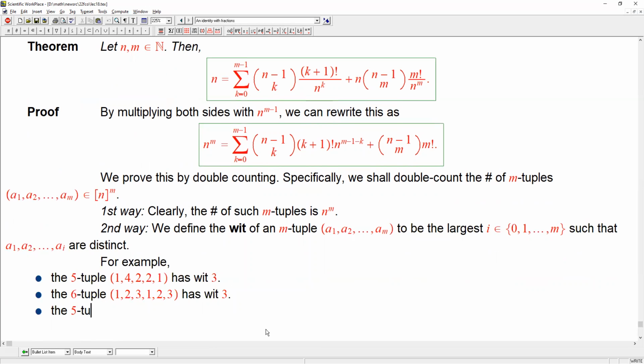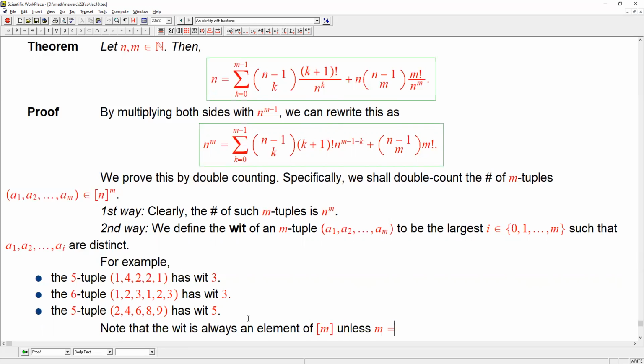And for example, the 5 tuple 2, 4, 6, 8, 9 has width 5. In this case, all the entries actually are distinct. So the first 5 entries are distinct. It's clear that you cannot get any further than that. It's already the largest possible i. Okay. Note that the width is always a positive integer, unless I guess m equals 0.